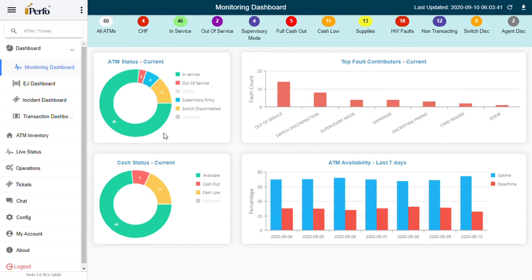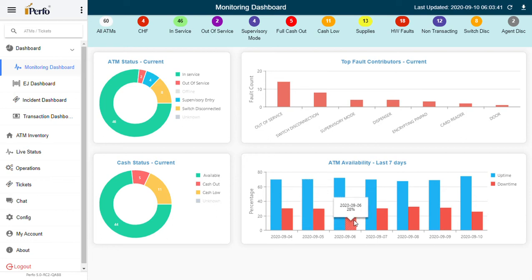Then there is cash status, and then there is in service and out of service status represented in charts, and then you have top fault contributors and ATM availability charts. Okay, so this is not really real-time data. This is some little bit cooked up information. Okay, so let me go into the ATM availability chart first.